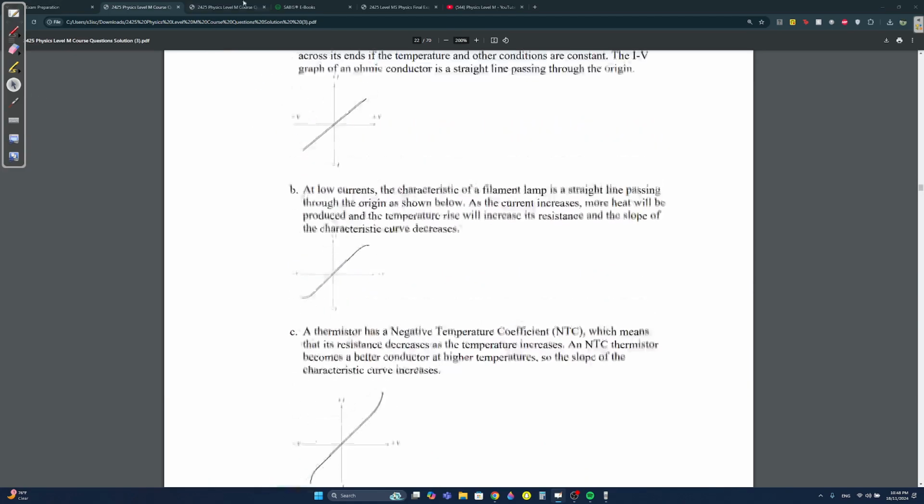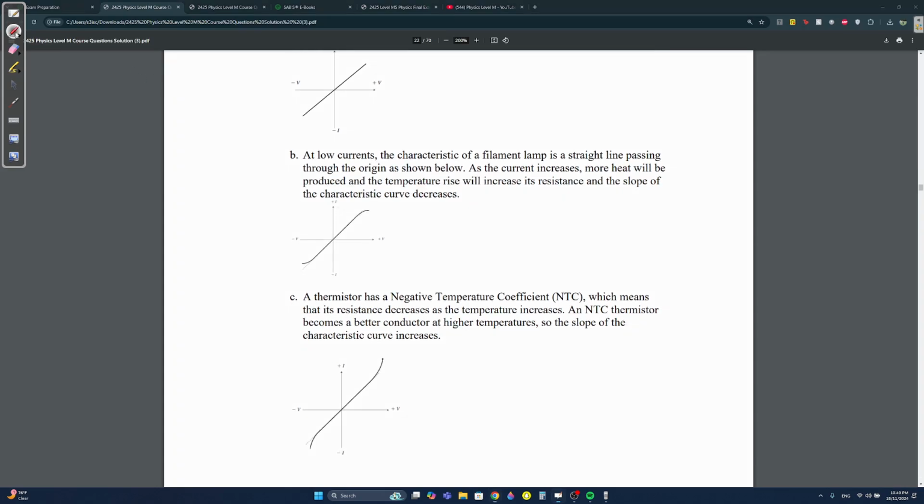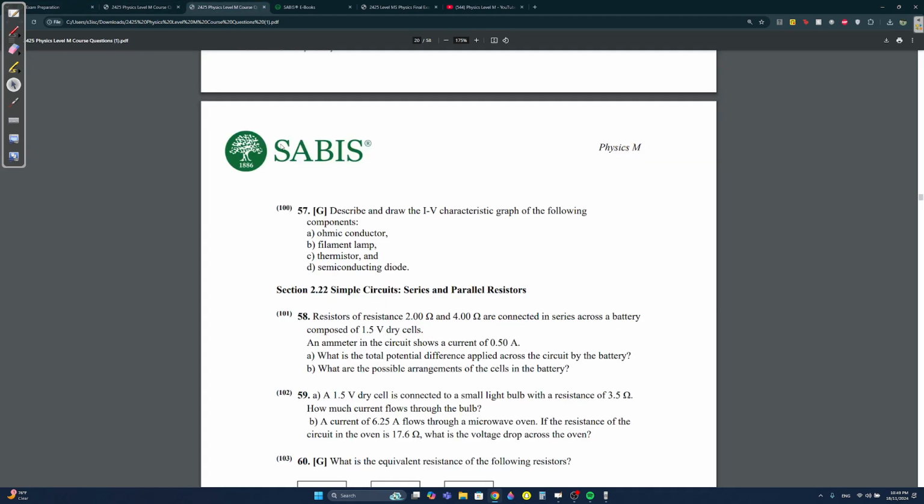Then what do we have? Filament lamp. At low currents, the characteristic of a filament lamp is a straight line passing through the origin. I told you, the filament lamp, for the most part, obeys Ohm's law. But as current begins to increase, resistance begins to increase. You see over here, more heat will be produced and the temperature rises. The temperature rise will increase its resistance and the slope of the characteristic curve decreases. Okay, memorize it.